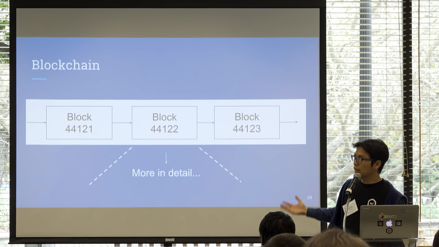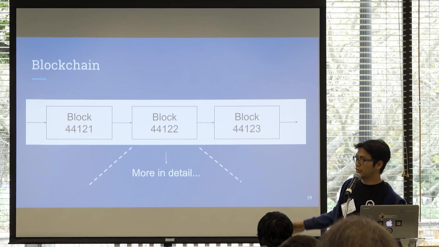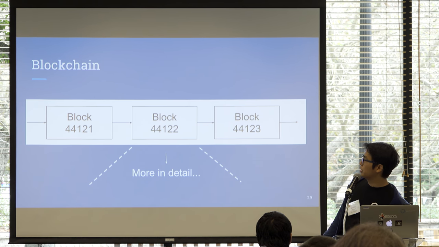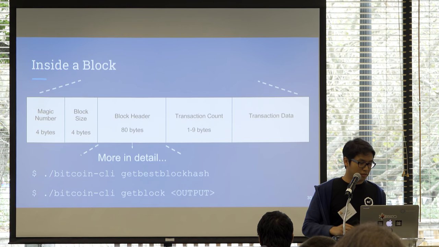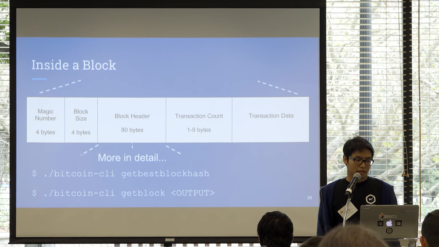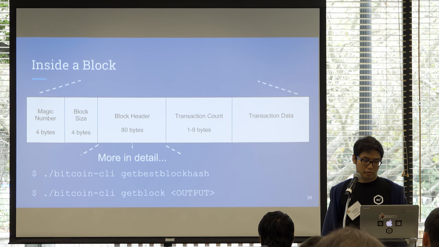So as you recall, the blockchain is basically this chain of blocks. Some people like to draw the arrow pointing to the earlier block, some people to the right. It doesn't really matter that much. But anyways, inside the block you have this stuff. Jimmy talked about it a little bit, and John talked about it a little bit.